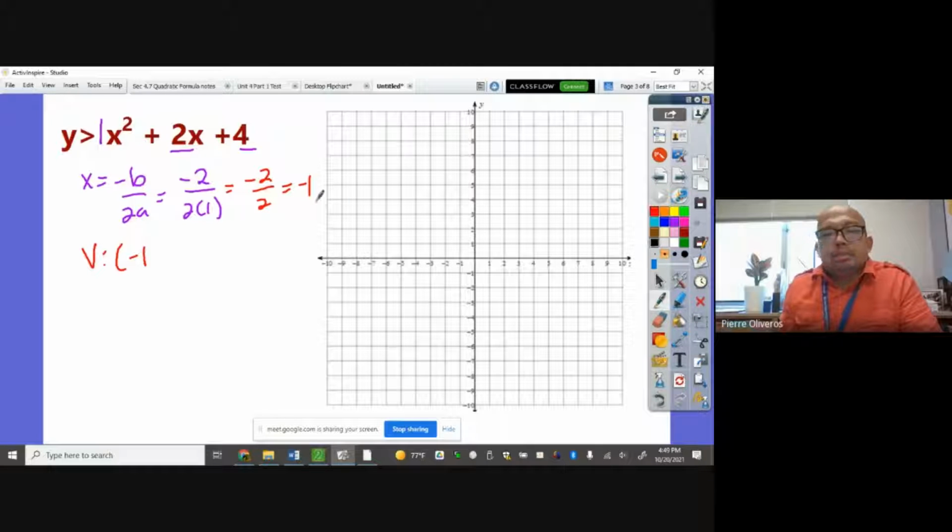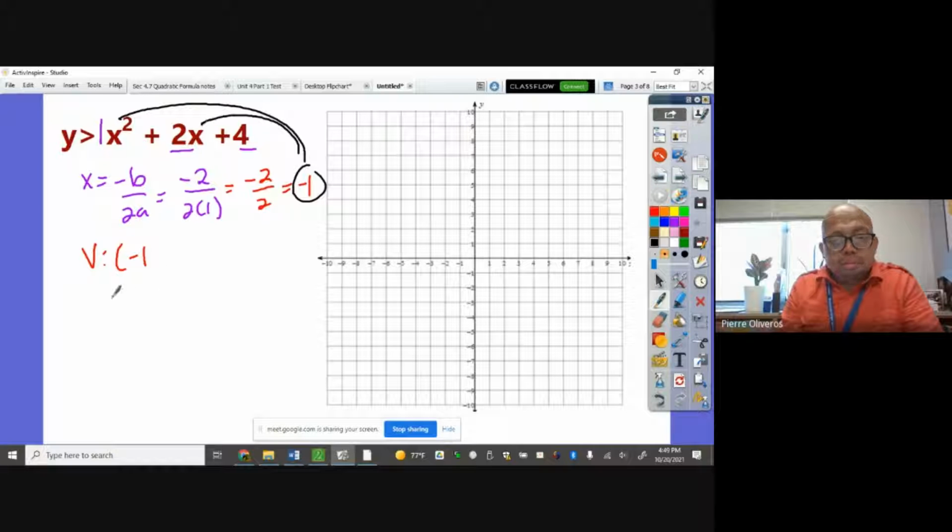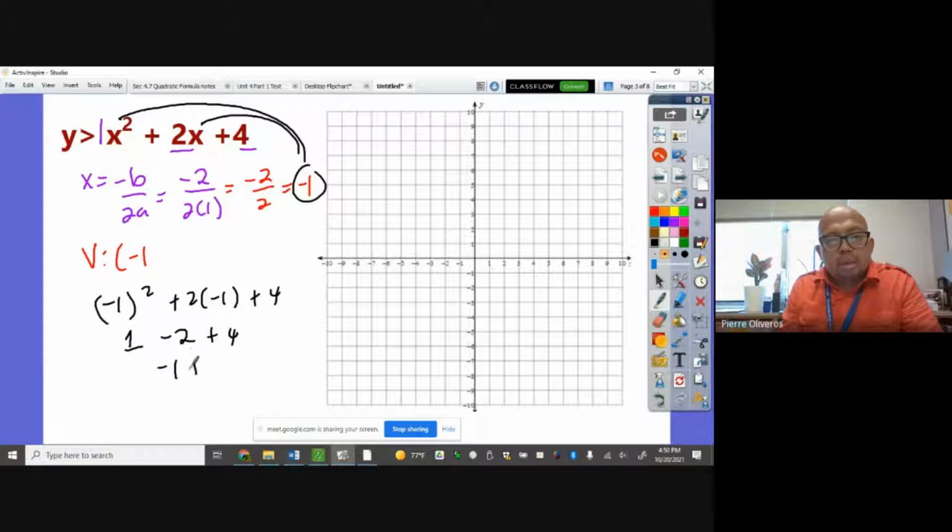And then you're going to plug the negative 1 right back into the x. So this will be negative 1 squared plus 2 times negative 1 plus 4. This will be 1, negative 2 plus 4. Negative 1 plus 4, it's 3. So therefore, the vertex is negative 1 comma 3.